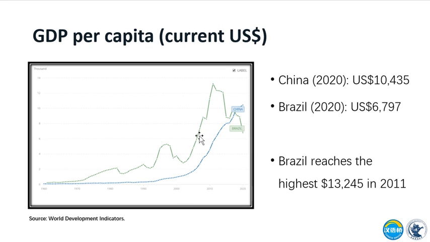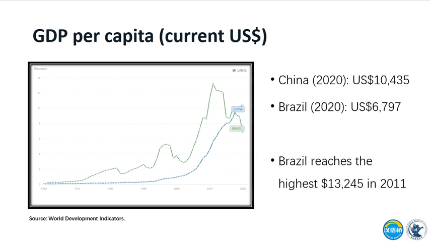You can see the green line is Brazil, higher, and after 2000 there was also a dramatic increase in GDP per capita in Brazil. China also has an increasing trend during the last 20 years. But for Brazil, the bad news is that since 2008, you can see the GDP per capita decreasing year by year.